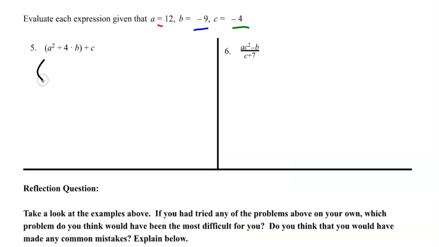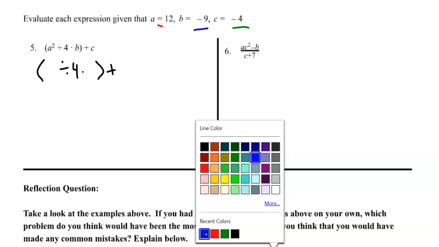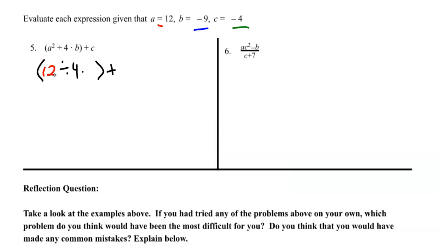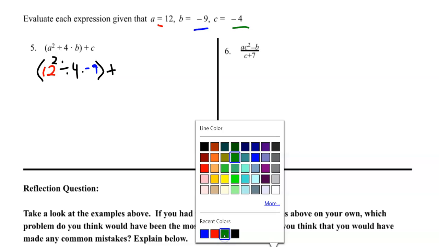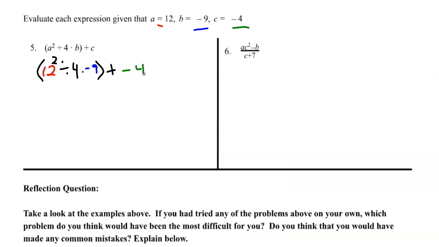So I'm going to leave space for the ones that we're going to substitute in for. Now, I need A squared. So A is 12. And that's still squared. Sorry, I'm being a little clunky here. Divided by 4 times whatever B is, and we see that B is -9. Plus whatever C is, and in this case it's -4. So I've color-coded and added those in. You won't need to do that. Just trying to show you where those numbers came from.